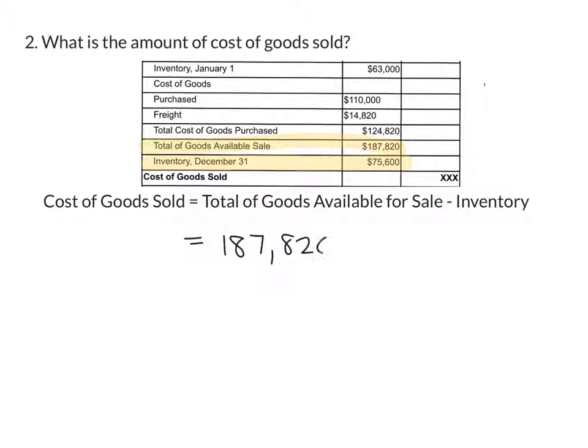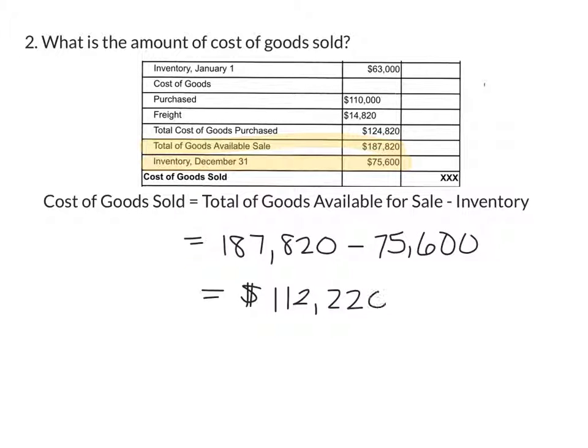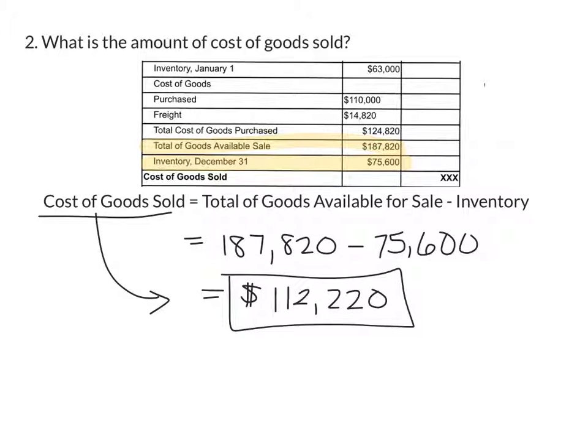So that means that our formula becomes $187,820 minus $75,600. So when we subtract those two values, we'll get a final value of $112,220. And that is the cost of goods sold. And if we're completing our income statement, we would put that in this cell.